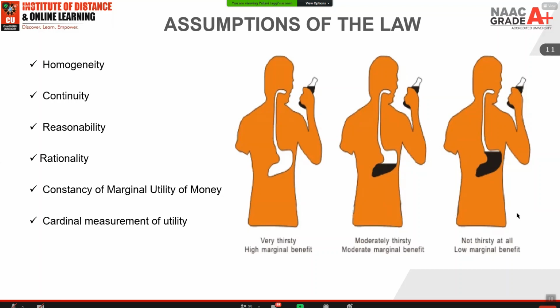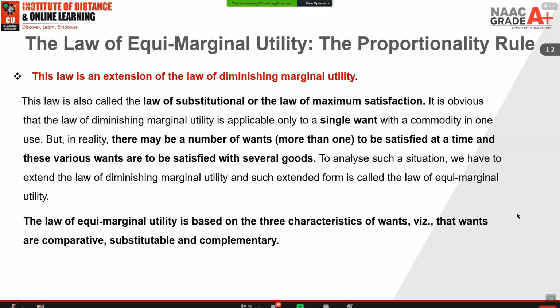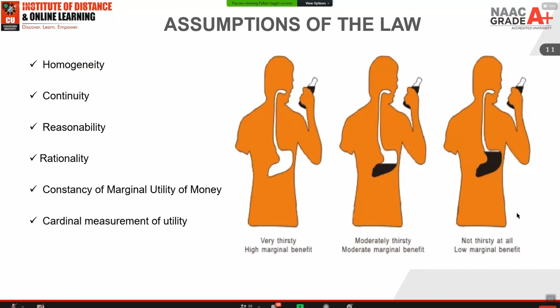Only standard units of the commodity, and the consumption is always continuous. Like if you are consuming one unit now, it's not that you will consume the other unit tomorrow. You have to consume it today only, or right back to back. Then reasonability: you should have a specific reason why you are consuming a commodity. Then rationality: the consumer should be rational. Then the constancy of the marginal utility of money, which should be constant, and it should be based upon the cardinal measurement of utility. The utility should be measured in terms of utils. So these all are the assumptions of this law of diminishing marginal utility.